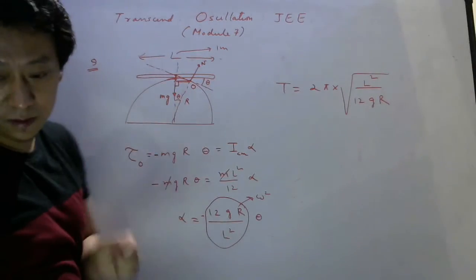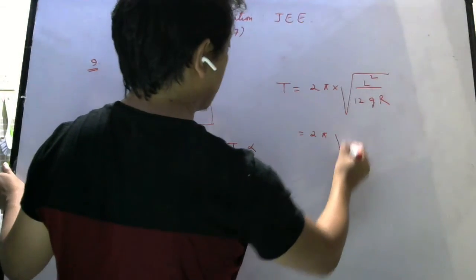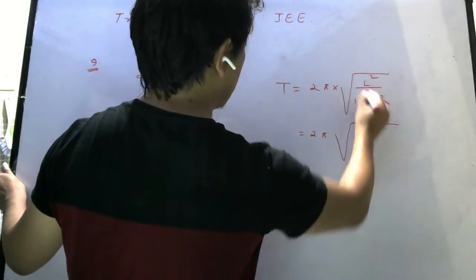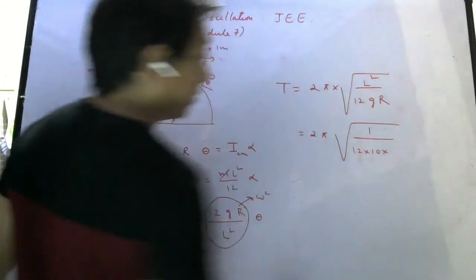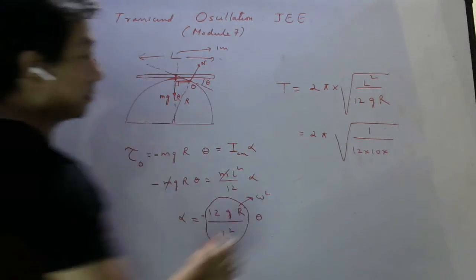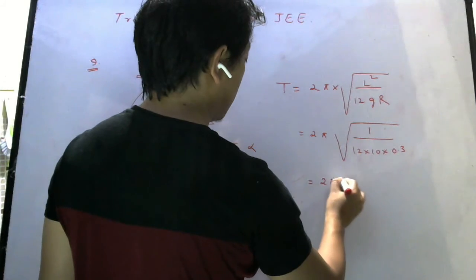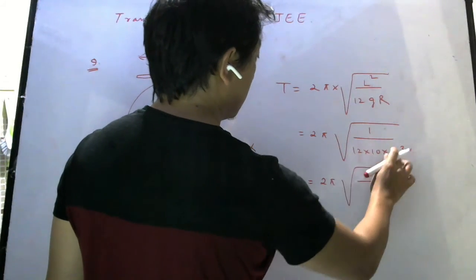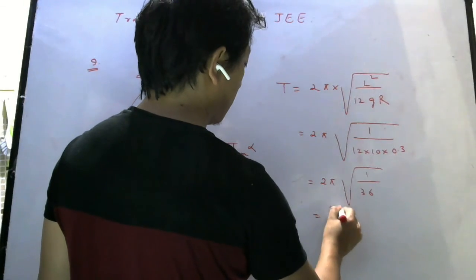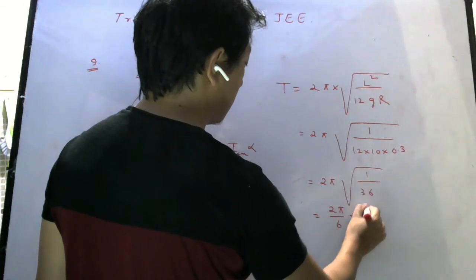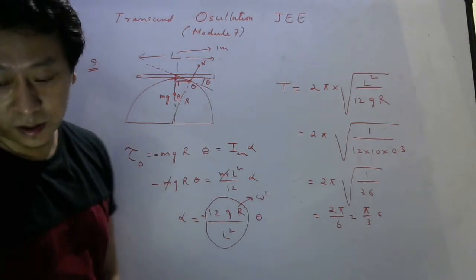Now let's see what were the given quantities. Radius is 30 centimeter, so it will be 2 pi into L. Length is 1, so 1 square is 1 itself. 12 into 10 into radius, which is 30 centimeter, 0.3. So 2 pi root over 1 by 3 into 6, 36. So this will be 2 pi by 6. So it will be pi by 3 seconds. So which is the right answer? C.